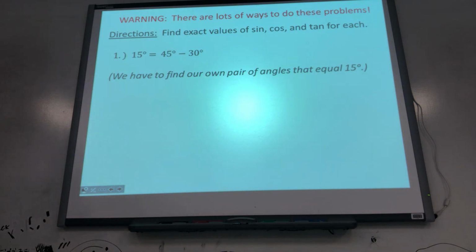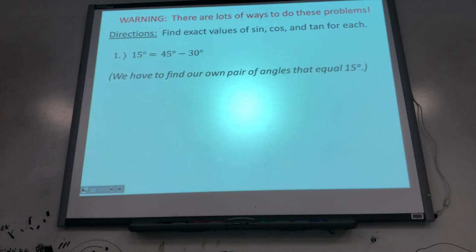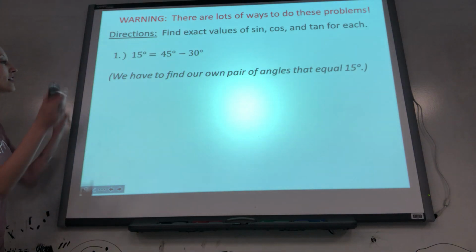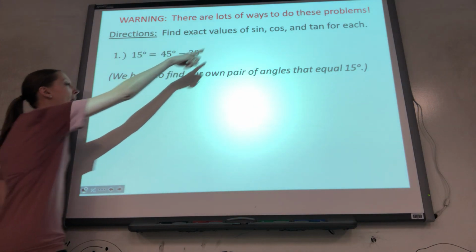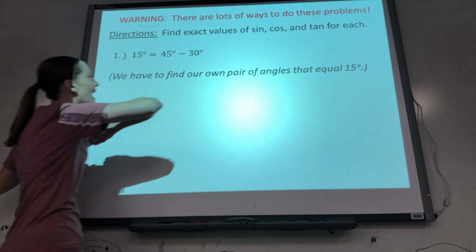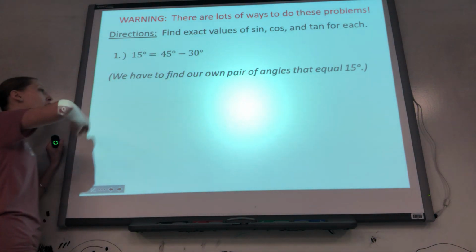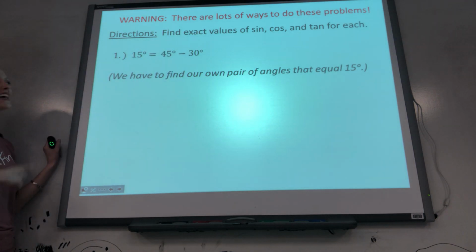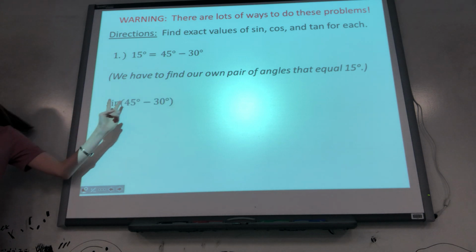If you had picked two other angles, we should still get back the same answer. Now, the answers could be slightly different, like they could look slightly different. So that's where, like tomorrow when I read off the answers, it's going to be kind of tricky because it all depends on what angles you started with. So now the directions: I have to find sine of 45 minus 30, cosine of 45 minus 30, and tangent of 45 minus 30. So let's just start with sine.